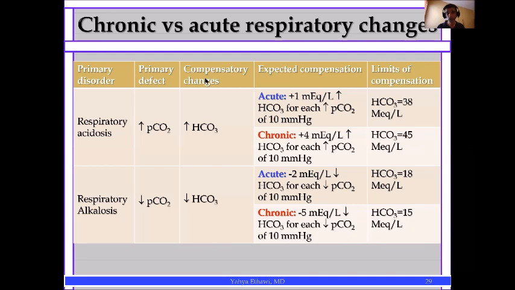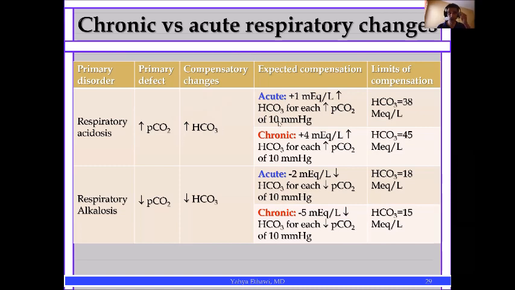What will happen to compensate? You increase bicarb, you add alkali to tackle the acidosis, to correct it. And when you add bicarb, it's in two situations. In acute, the body can add 1 milliequivalent per liter of bicarb for each 10 millimeter mercury of CO2 to correct.